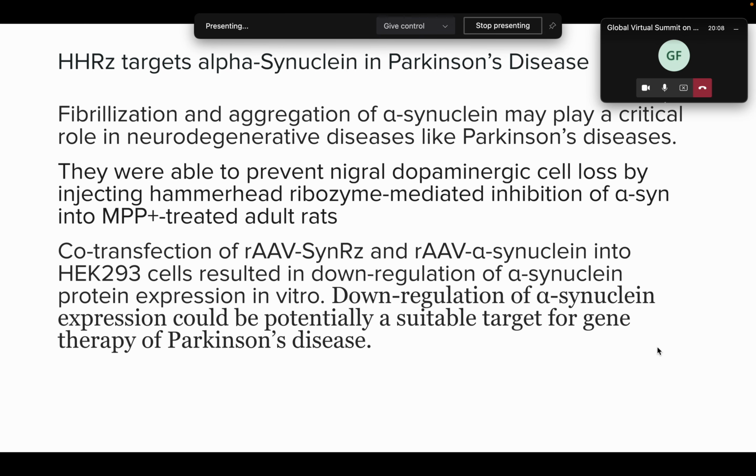So there was a co-transfection of an adenovirus with synuclein ribozyme into HEK293 cells that resulted in a downregulation of alpha-synuclein protein expression in vitro, and downregulation of alpha-synuclein expression that could potentially be suitable for targeting gene therapy of Parkinson's disease.